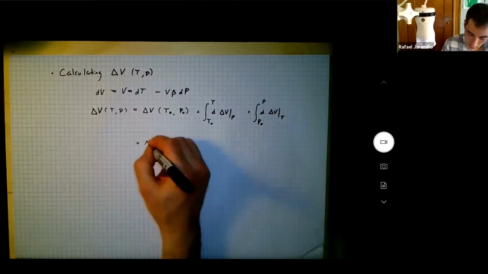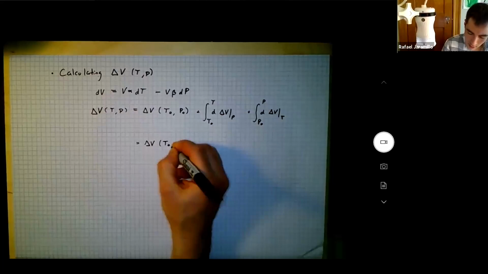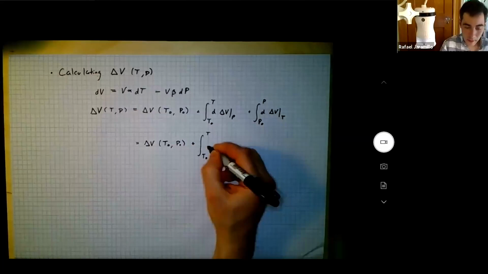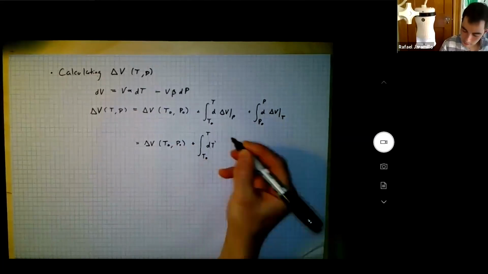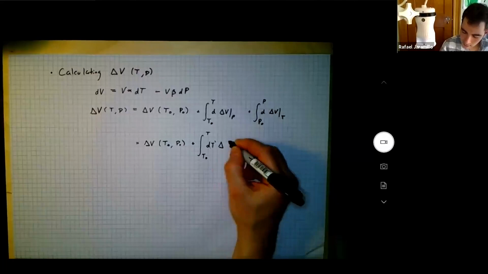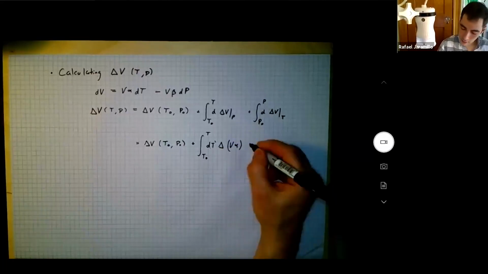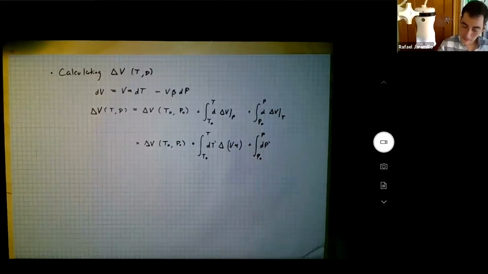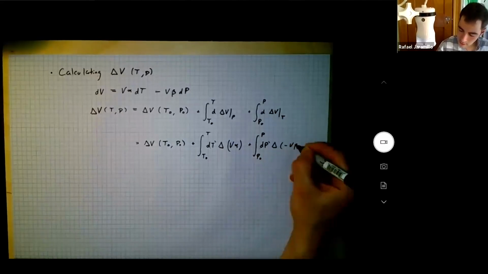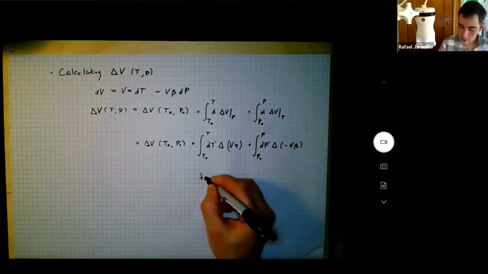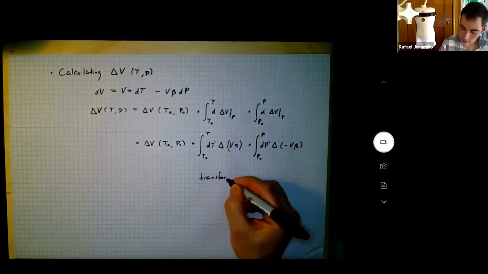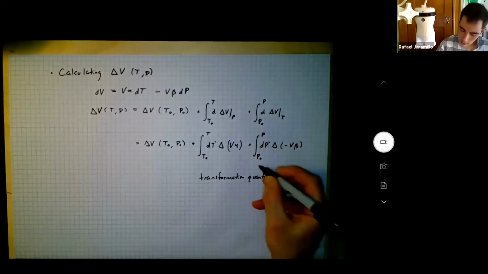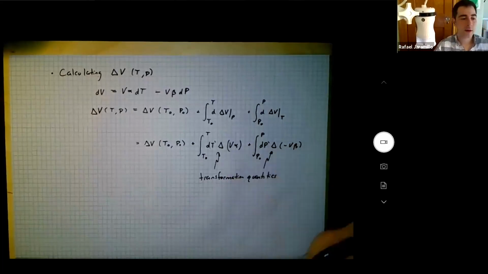equals delta V at T naught, P naught, plus the integral from T naught to T, with a dummy variable, of delta V alpha dT, plus the integral from P naught to P, with a dummy variable, of delta minus V beta dP. And again, these are transformation quantities. They're the differences between phases, transformation quantities.